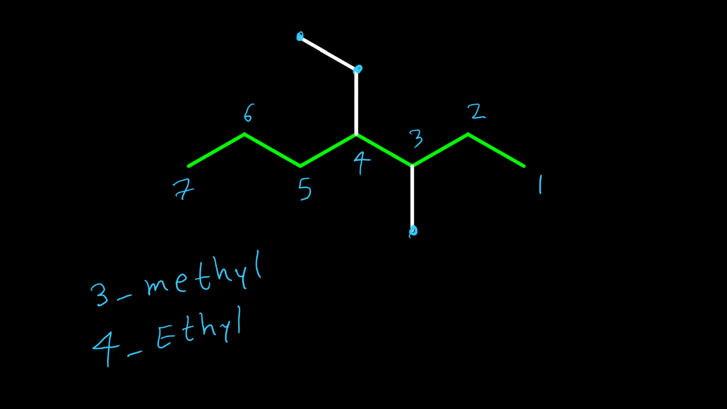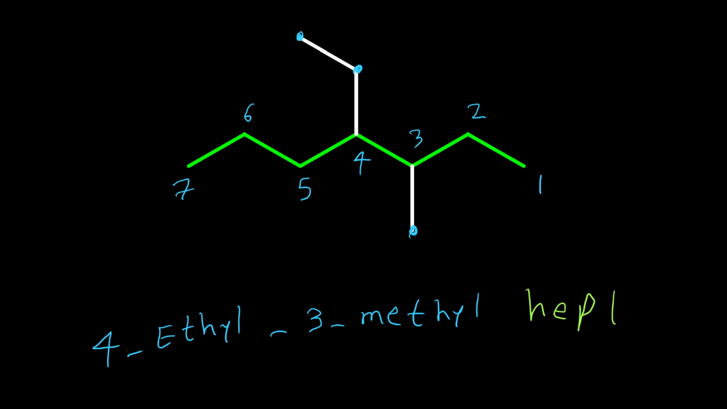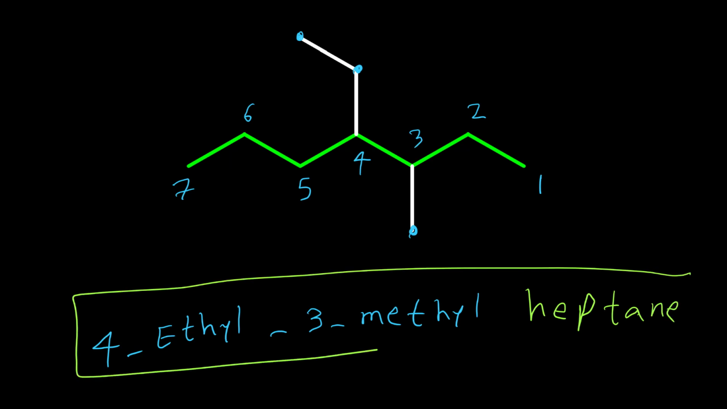To write the name of an alkane, we need to cite the substituents in alphabetical order. Ethyl starts with E and methyl starts with M, so our priority is ethyl. So the name of this compound starts with ethyl. First we write 4-ethyl, after that 3-methyl, and then the name of the parent chain, 7 carbons, heptane. Here is the IUPAC name for this alkane.